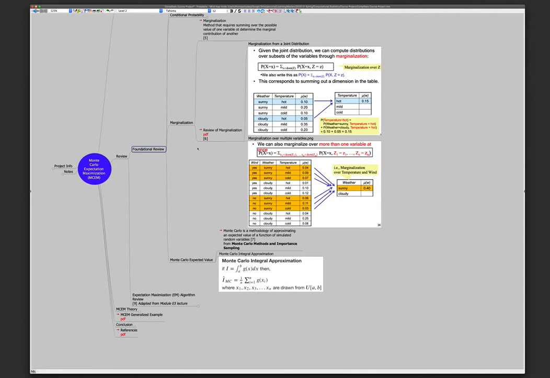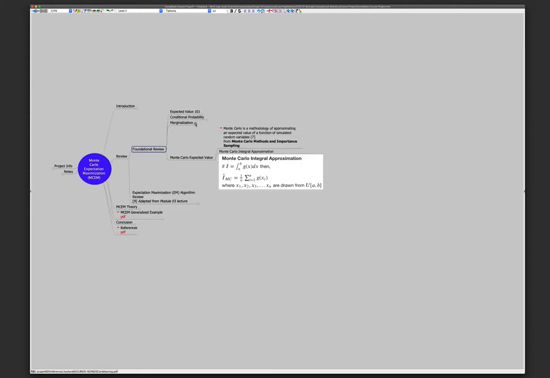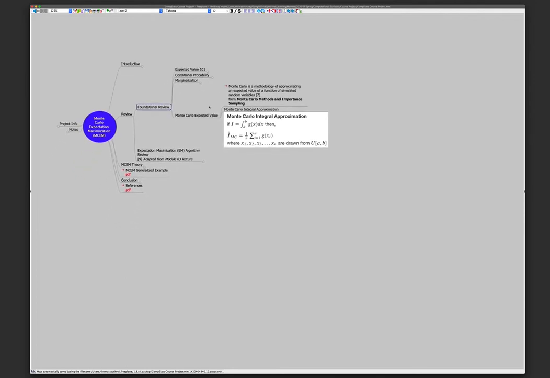Again, a lot of this is a review of some of the things that are key to being able to perform both expectation maximization and then Monte Carlo expectation maximization. And then a quick reminder of what Monte Carlo expected value is, particularly for definite integrals. It's a way where we can sample across the interval and then take the arithmetic average of that function to come up with an approximation.